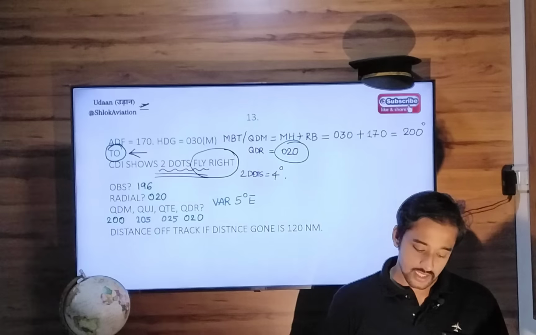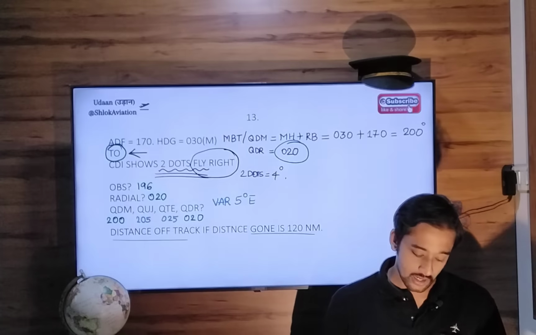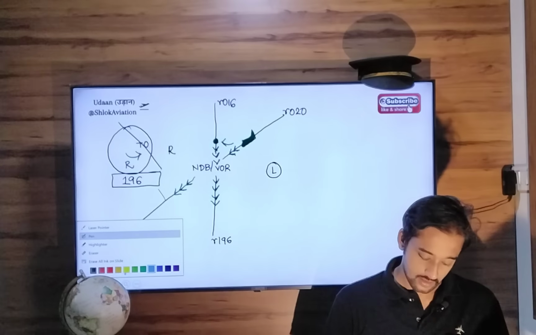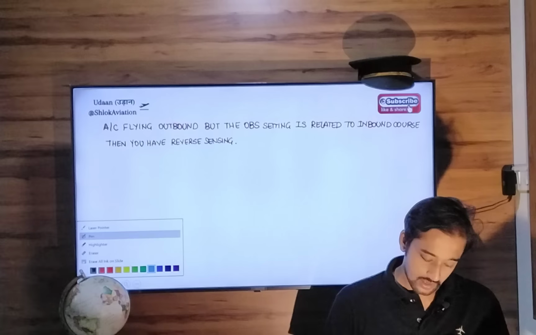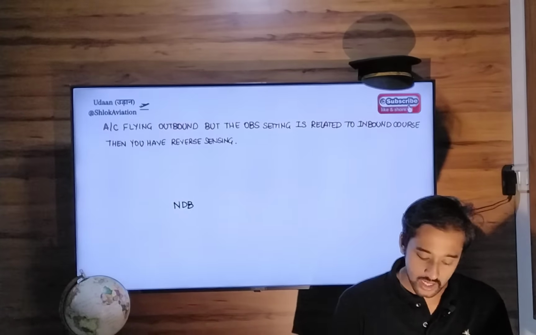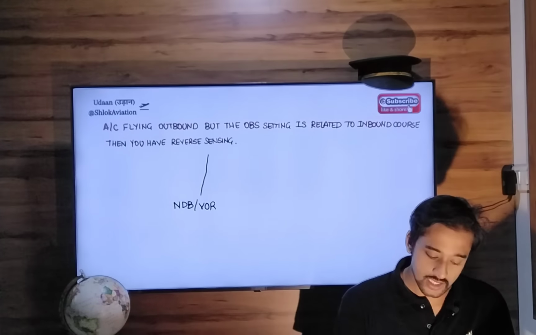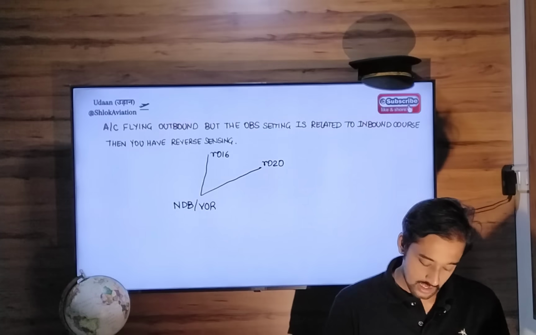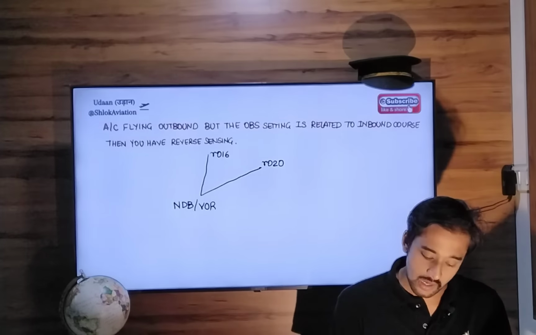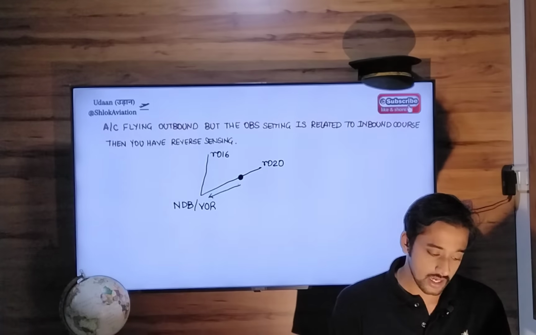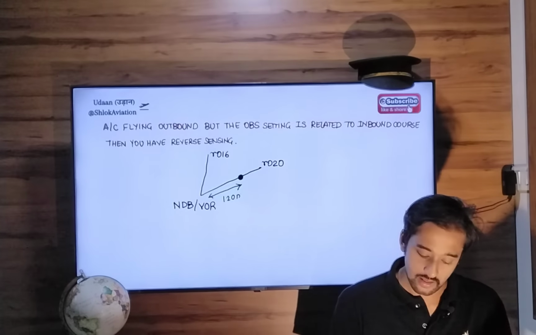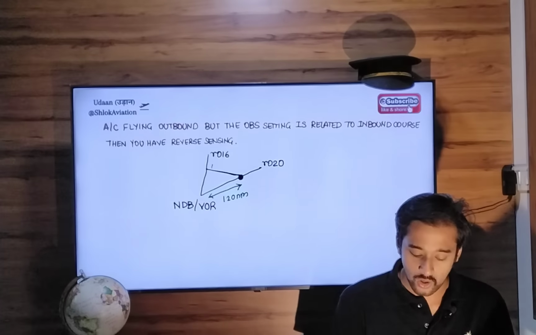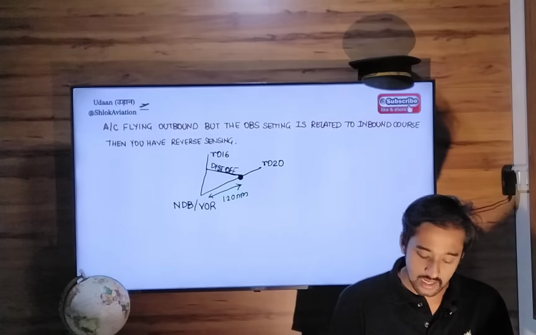Okay. Next, distance off track if distance gone is 120 nautical miles. So over here, I will do it here. This was your NDB VOR. This was your radial 016. This was the radial on which you are located, radial 020. You are flying away from the VOR, so you are somewhere here. The distance you have covered is 120 nautical miles, and now you are told to find this cross track distance, this distance off track.